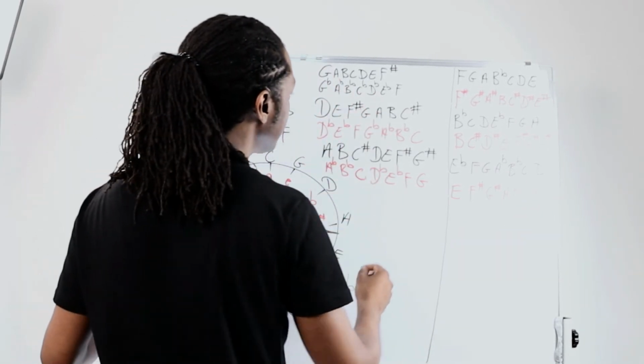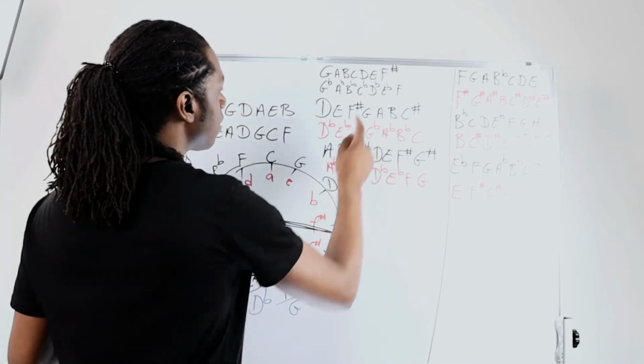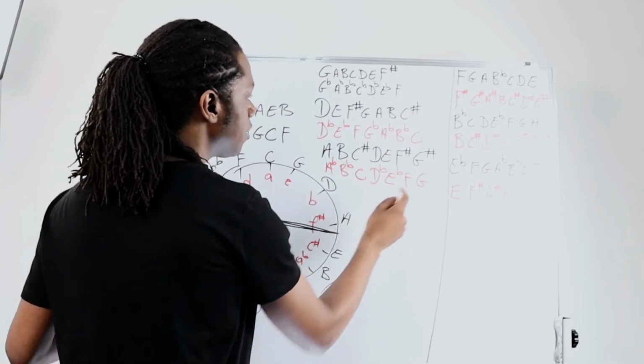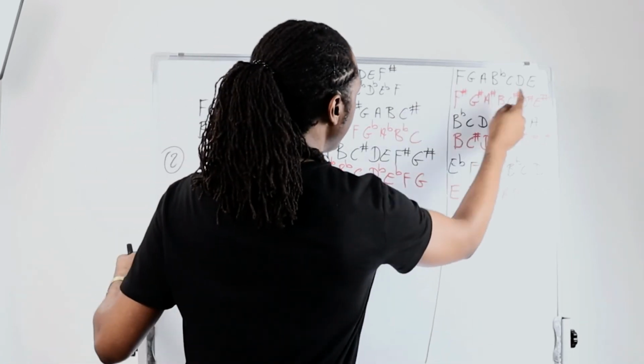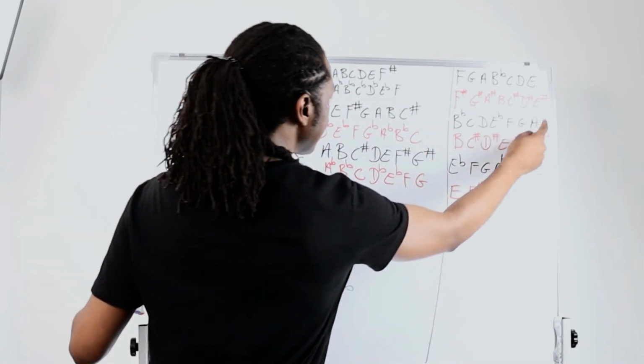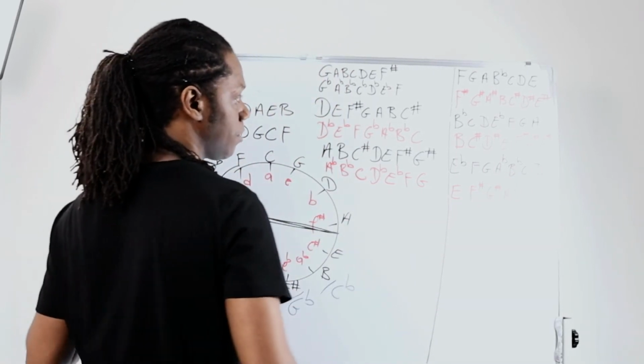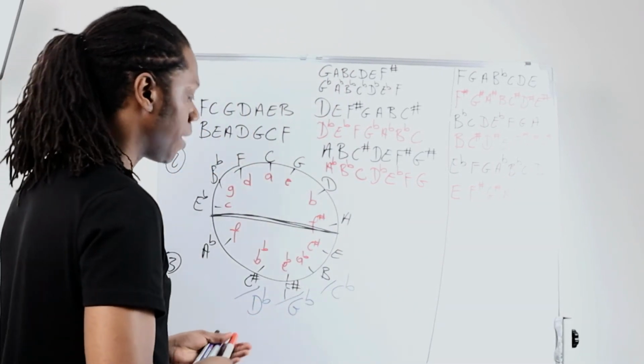While with our flat keys, we're ending with natural notes. G flat major, F. D flat major, C. A flat major, G. Okay? F major, E natural. B flat, A natural. E flat, D natural. Okay? So that's one thing to consider.